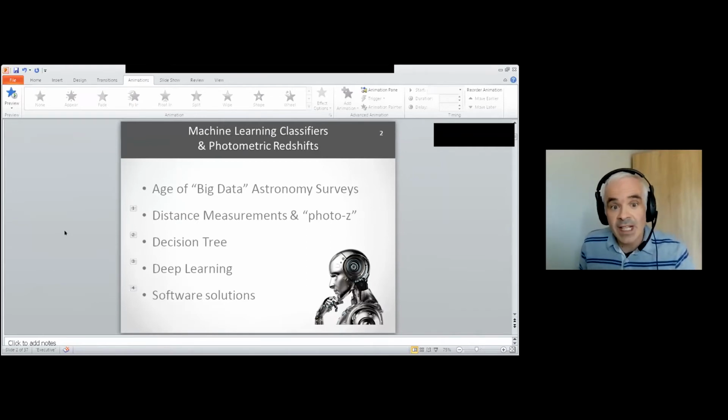So really, there's going to be 5 main areas that I'll go through in this talk. At the moment in astronomy, we're in the age of big data. We've got a lot of all-sky surveys coming in with terabytes of data. So the question is, how do we use all this data? One key aspect of the data is measuring the distance to the various objects. And this is where we'll talk about the so-called photo redshift measurement.